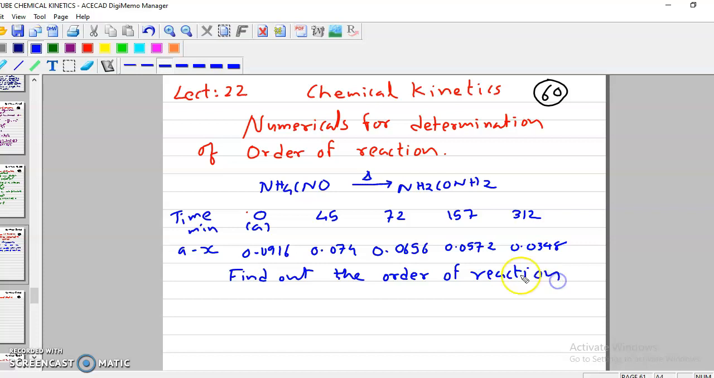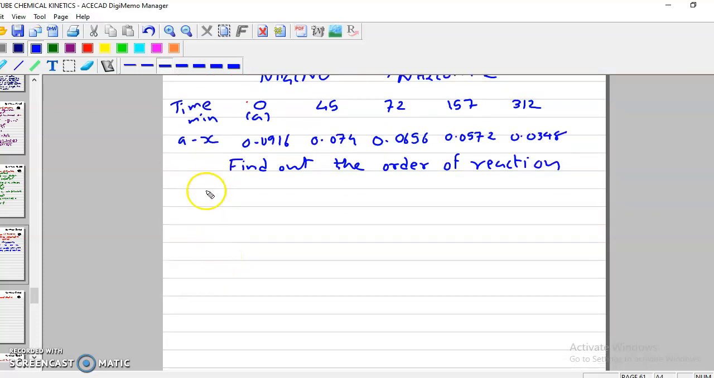Here we will use the integration rate law method. Okay, so the method which is applied will be the integration rate law method, where we use different k of different integrations to find out in which condition the value of k is constant. So let us prepare a table.